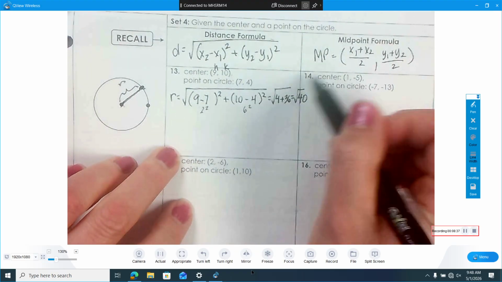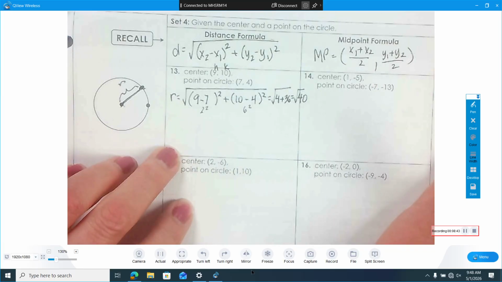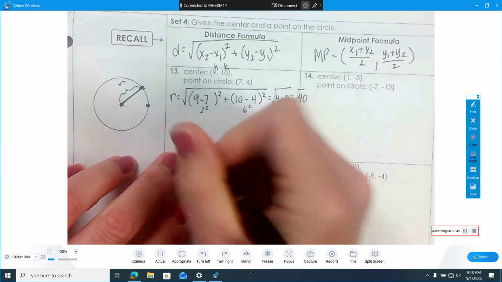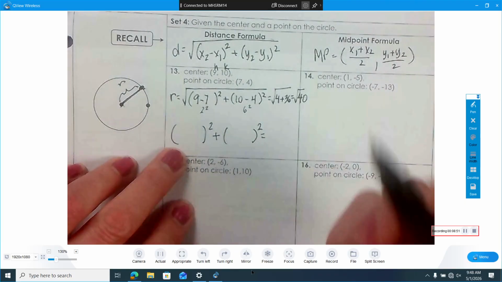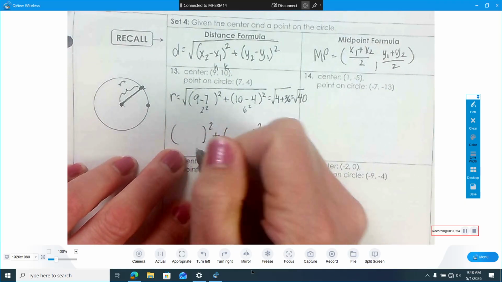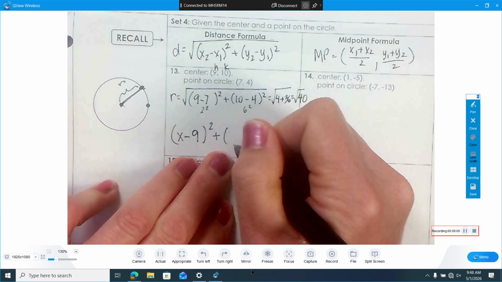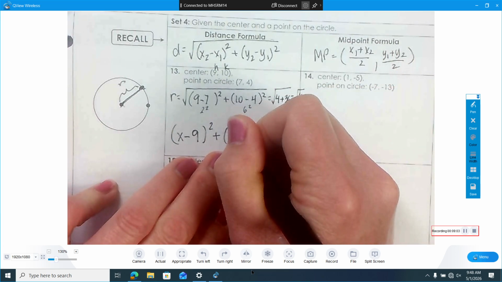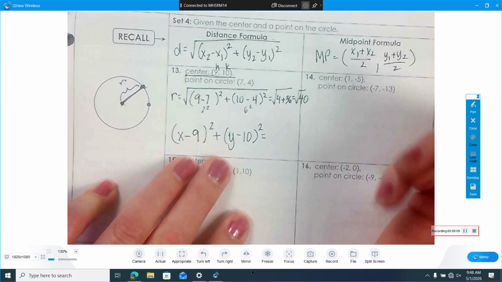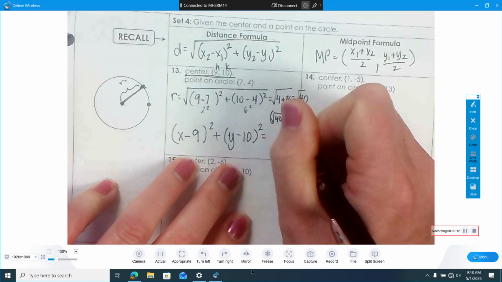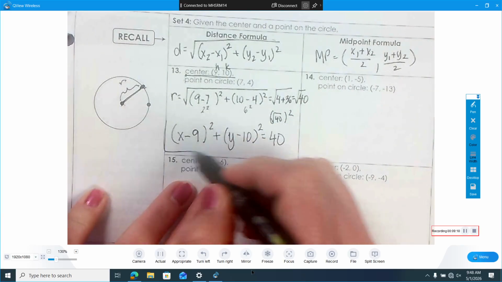Because when we plug it into our formula, we're going to square it anyway. And what happens when you square a square root? It goes away. So our formula would be something squared plus something squared equals our radius squared. What should we write? X minus 9, quantity squared, plus, we want to use our center, y minus 10, quantity squared. And then we want our radius squared. And of course, if we square a square root, it's just 40. So there's our equation.